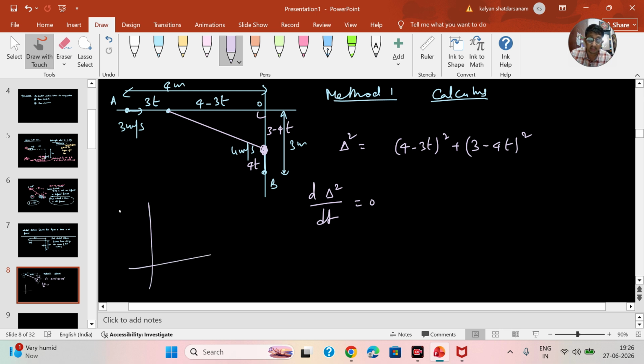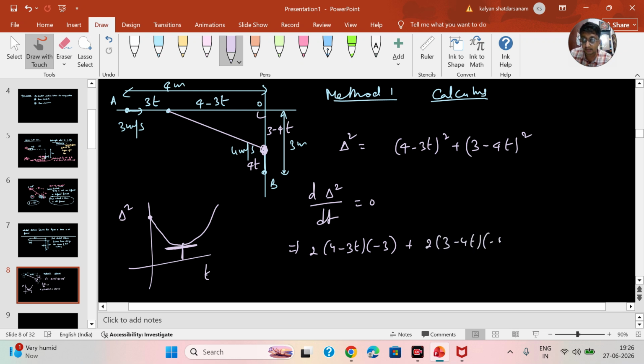If you draw a graph of delta square versus t, when t is 0, it is 5 meters separation between them. The separation will decrease and then increase. So there is some minimum separation, where the slope is 0. Slope means d by dt of delta square is 0. That's what I am doing. So 2 into (4 minus 3t) into minus 3 by chain rule, I am differentiating with respect to time, plus 2 into (3 minus 4t) into minus 4 is going to be 0. It is like box square: 2 times box into derivative of box. That's what I am doing.